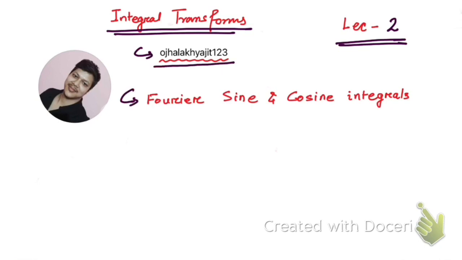So today we're going to discuss Fourier sine and cosine integrals. In the last lecture, lecture number 1, we discussed the Fourier integral formula, the Fourier integral theorem, right? And the link of the first lecture is given in the description box. If you haven't watched it yet, then please go through it for better understanding.